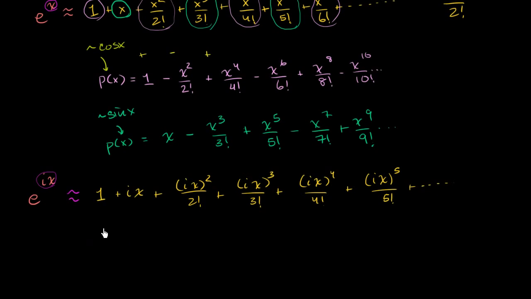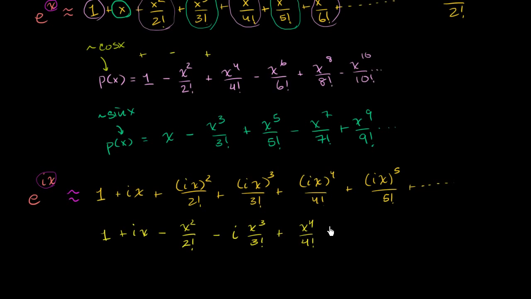So this will be equal to 1 plus ix squared. That's the same thing as i squared times x squared. i squared is -1. So this is negative x squared over 2 factorial. And then this is going to be the same thing as i to the third times x to the third. i to the third is the same thing as i squared times i. So it's going to be -i. So this is going to be minus i times x to the third over 3 factorial. And then plus, what's i to the fourth power? That's i squared, squared. So that's -1 squared. That's just going to be 1. So i to the fourth is 1, and then you have x to the fourth. So plus x to the fourth over 4 factorial.